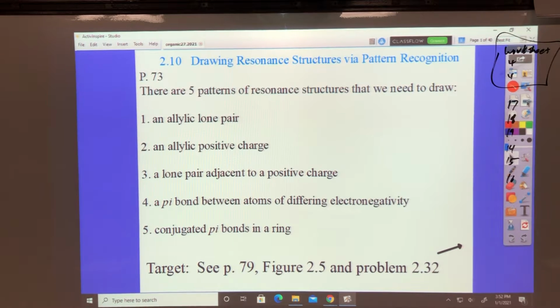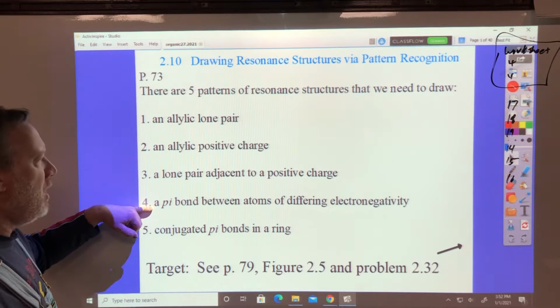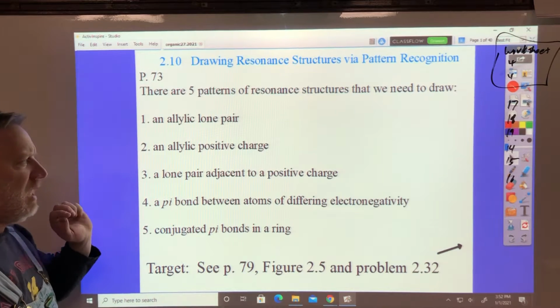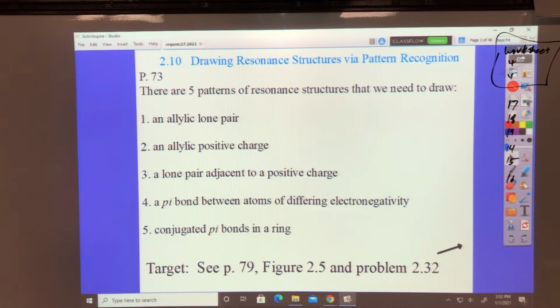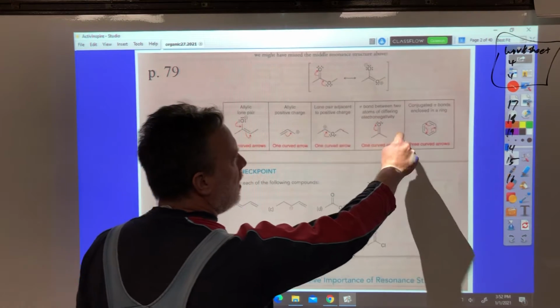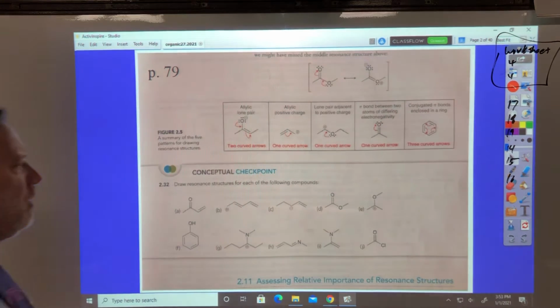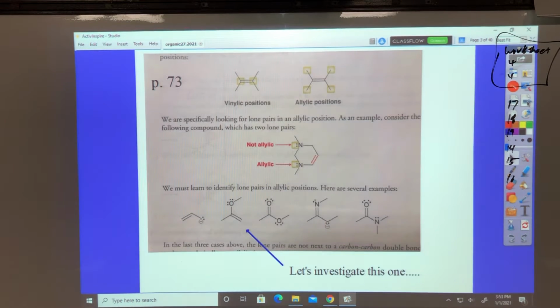Looks like this should be Organic 27F. And I'm picking up here with lone pair adjacent to a positive charge, pi bond between atoms of differing electronegativity, and conjugated pi bonds in a ring. I don't think this is going to take us too long, I hope. So we're talking about lone pair adjacent to a positive charge, bond between two atoms of differing electronegativity, and conjugated pi bond enclosed in a ring. Okay, each one of those is fairly simple.